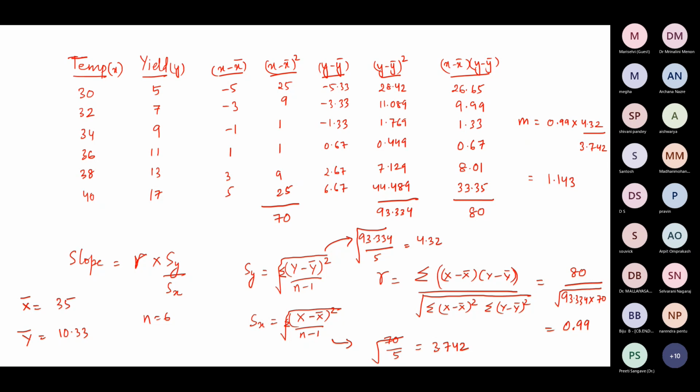Is that clear? Yes, sir. Very clear, sir. The intercept is given by y mean minus slope into x mean. So we know y mean, which is 10.33, minus slope, which is 1.143, into x mean, which is 35. So this will turn out to be minus 29.678.